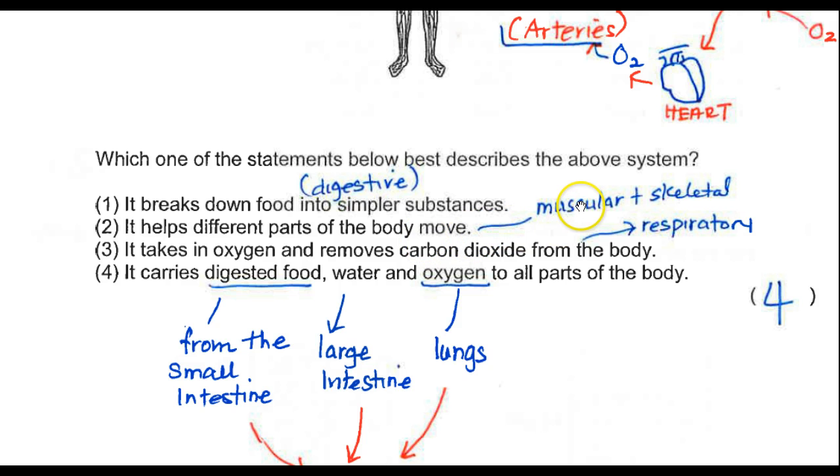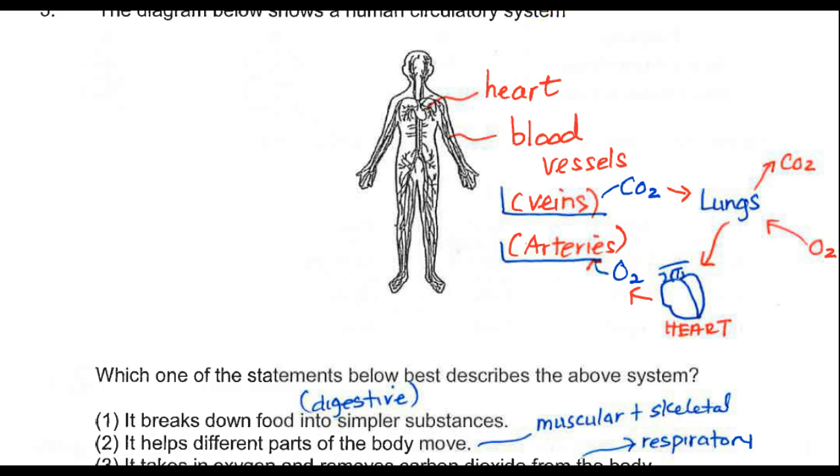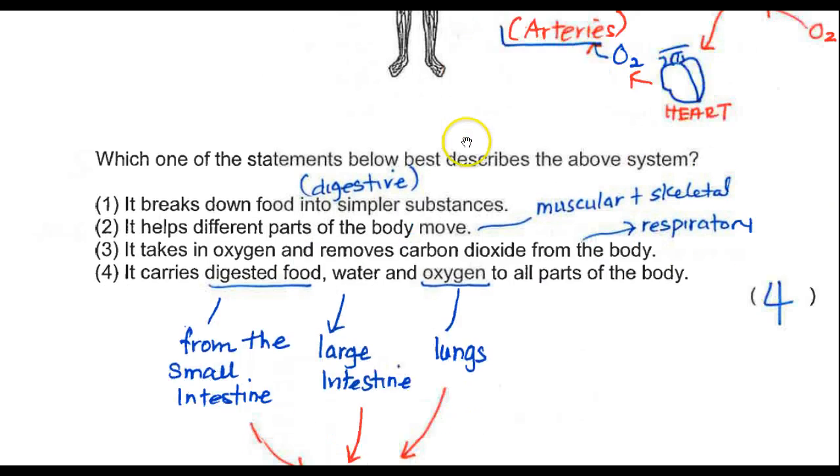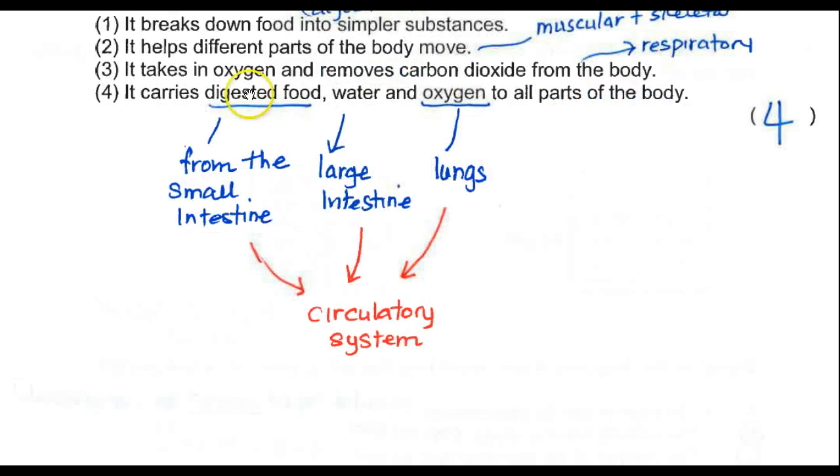This talks about the muscular and skeletal system. It takes in oxygen and removes carbon dioxide from the body. This talks about the respiratory system. And the circulatory system, actually, it does this, right? It carries digested food, water, and oxygen to all parts of the body.